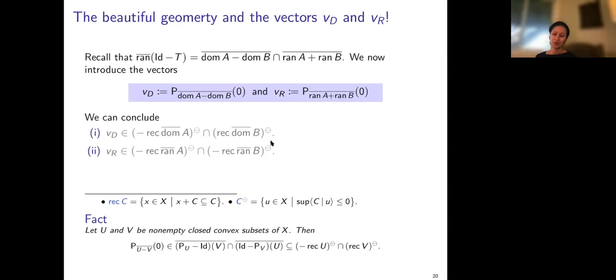assuming A1, there is a beautiful geometry going on with those baby vectors, VD and VR. So I'm going to define two baby vectors, VD and VR. This comes from the domains set, and this comes from the ranges set. And using a fact, again, by Bauschke, Combettes, and Luke, we can prove that VD is located in the polar of two recession cones, and same for VR. You don't need to remember what the cones are, but just remember that they're in the polars of some cones, and then we are going to locate them also in other polars, and altogether will give us some nice information about these two vectors.